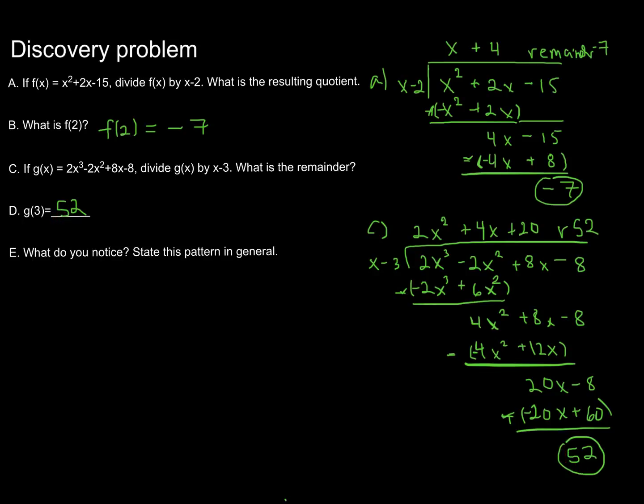The pattern in general should go something like this. Anytime I have a polynomial and I divide it by some linear factor, x minus something, call it maybe c, if I divide it by x minus c, the remainder I get will be the same as the value when I plug c into the function.